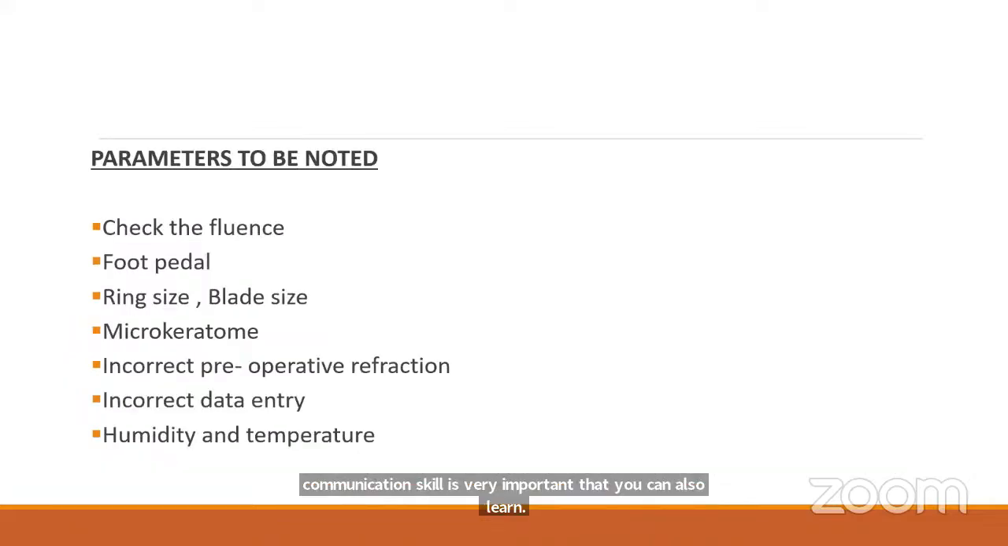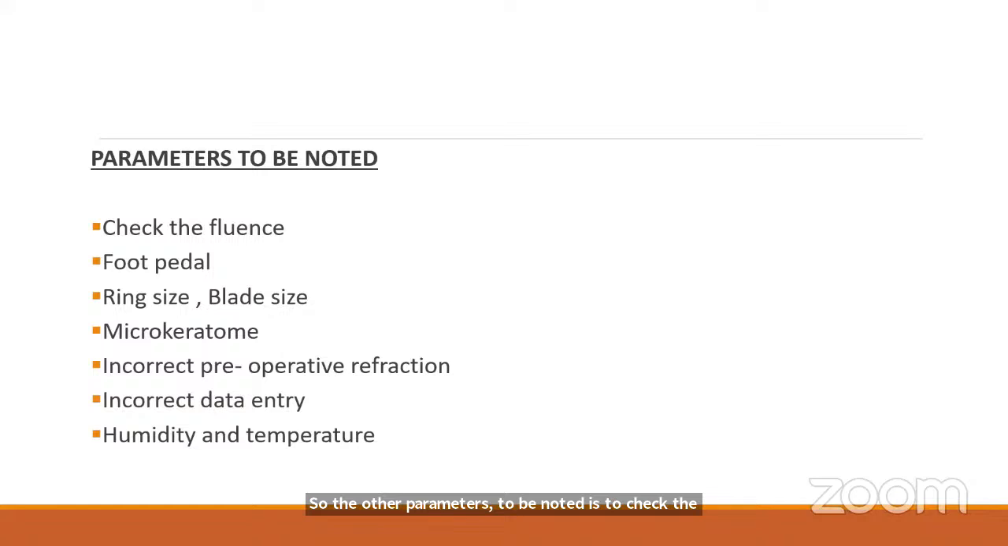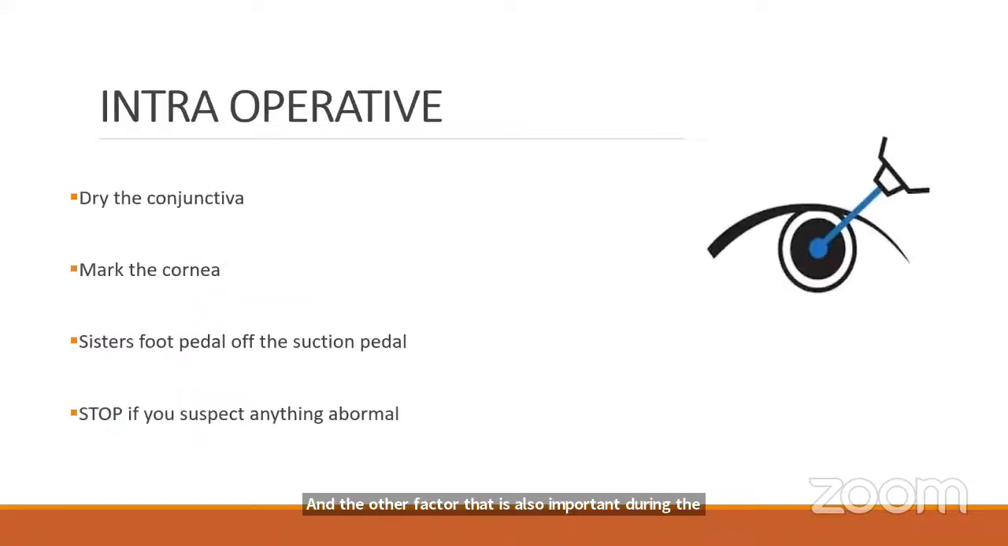So the other parameters to be noted is to check the fluency when doing the procedure, the foot pedal assessment, all that is important, and also the ring size and the blade size. So it is very important to enter your own data, and also the preoperative refraction, all that should be checked properly. And another factor that is also important during the intraoperative period is the humidity and temperature.